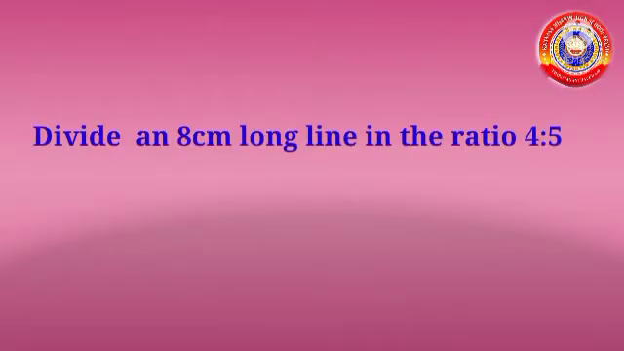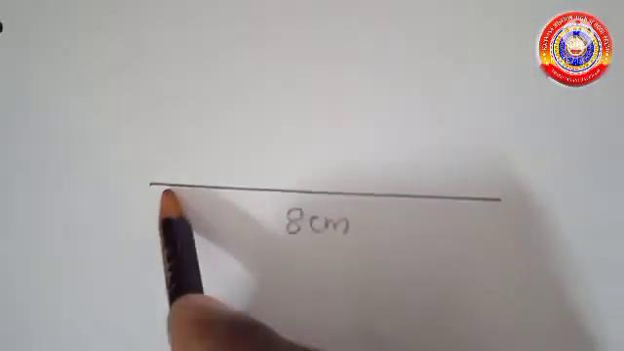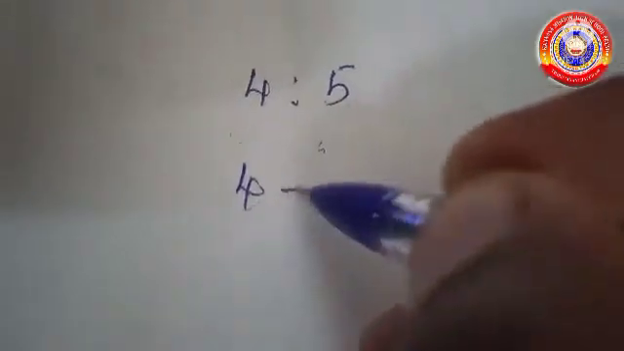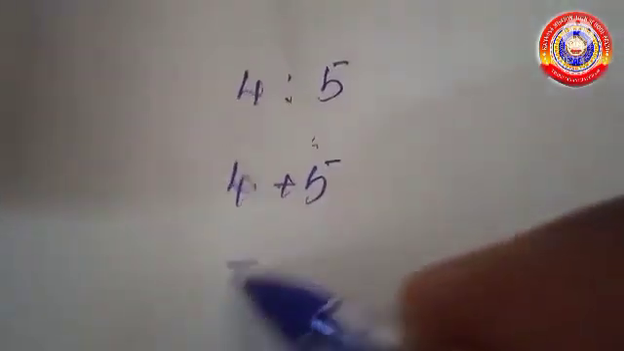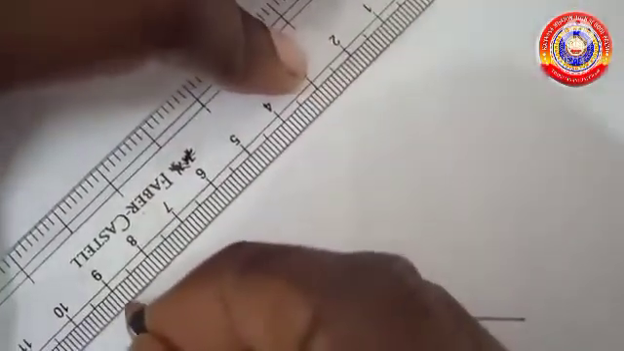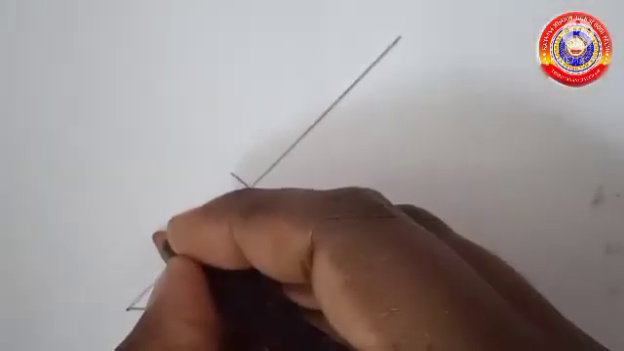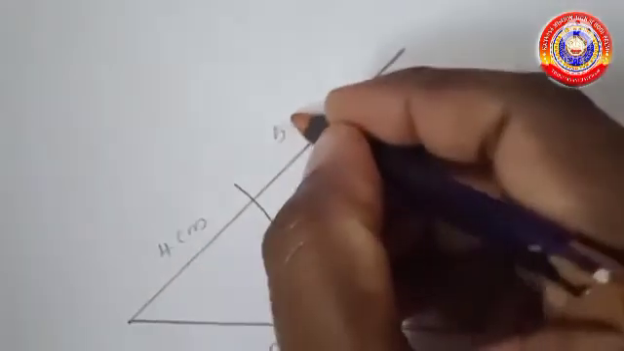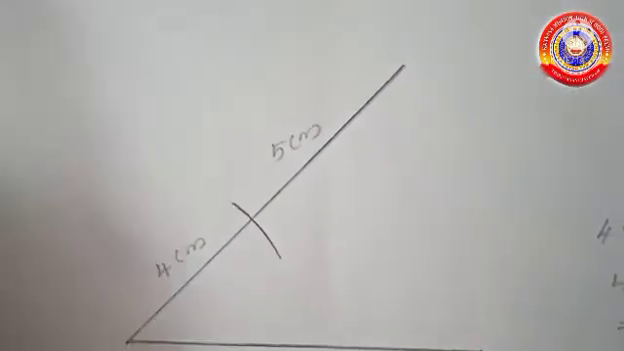Next, second sub-question. Divide an 8 cm long line in the ratio 4:5. For that, first we have to draw a line of length 8 cm. Here we have to divide in the ratio 4:5. So, 4 plus 5 is equal to 9. Next, we have to draw a line of length 9 cm from the left vertex of the baseline. Next, mark a point 4 cm away from the left vertex. This length is equal to 4 cm and this length is equal to 5 cm.